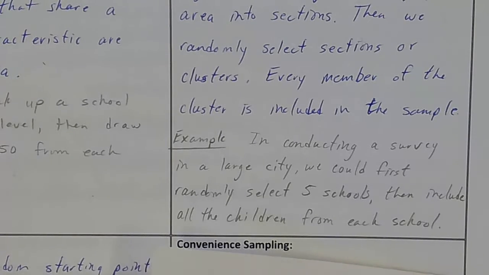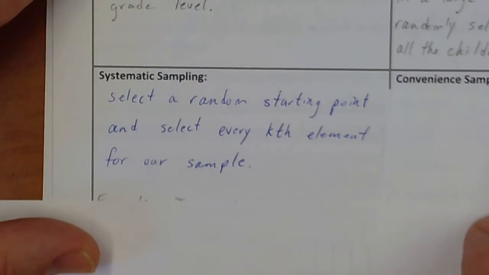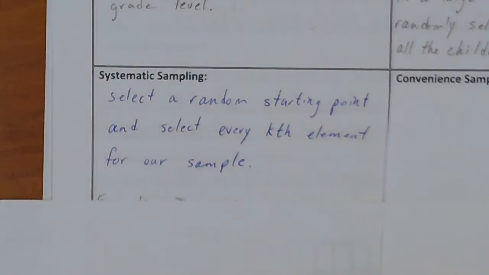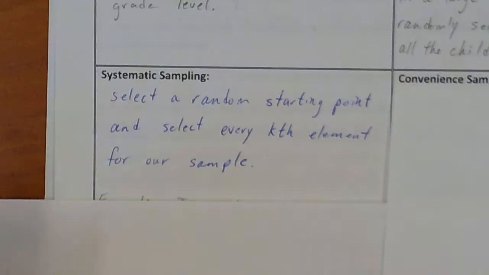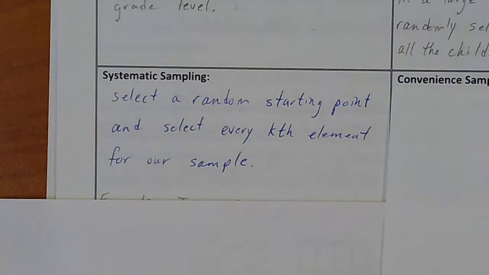Okay. Systematic sampling. Here's what this reads. Select a random starting point and select every kth element or nth element for our sample. Okay. So what that means, like a variable, right? You decide I'm going to choose every 10th off the assembly line. Or students are walking in the building. I'm going to choose every 20th student, and I'm going to survey that kid. Okay, another good way to randomly select people.